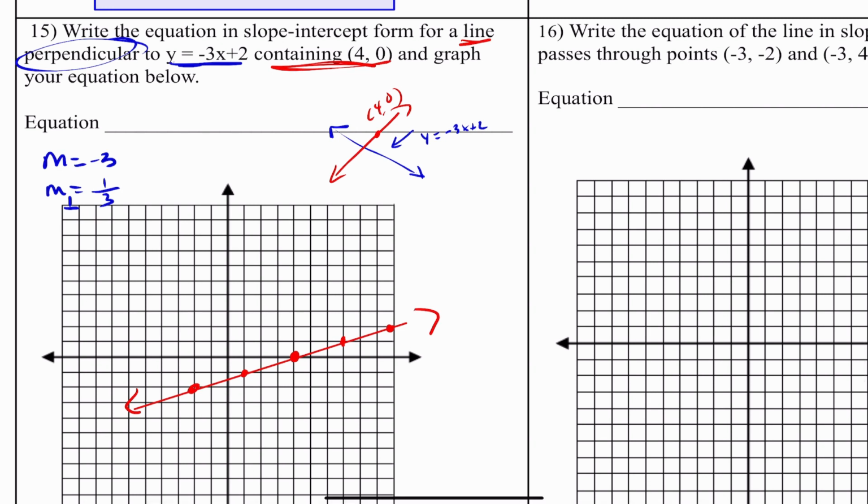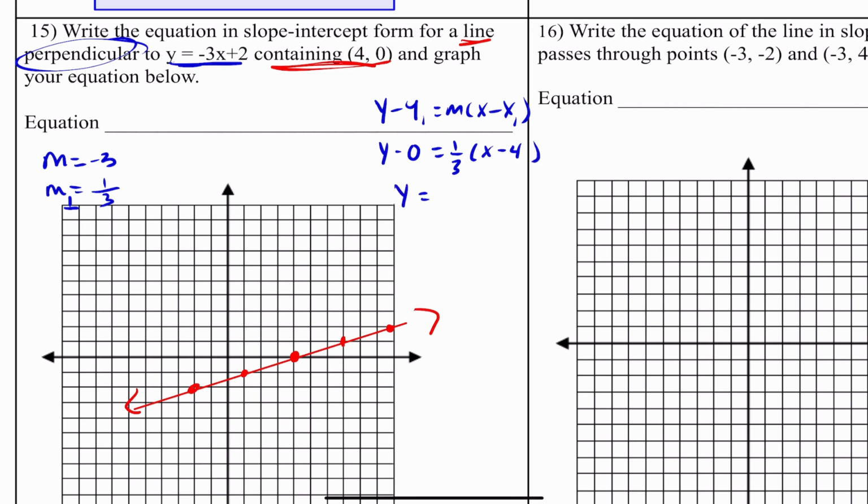Point slope form. Again, it's y minus y1 equals m times the quantity x minus x1. And then I got y minus 0 is equal to 1/3 times x minus 4. So y is equal to 1/3 x minus 4/3. And that's basically the equation right here. Okay?